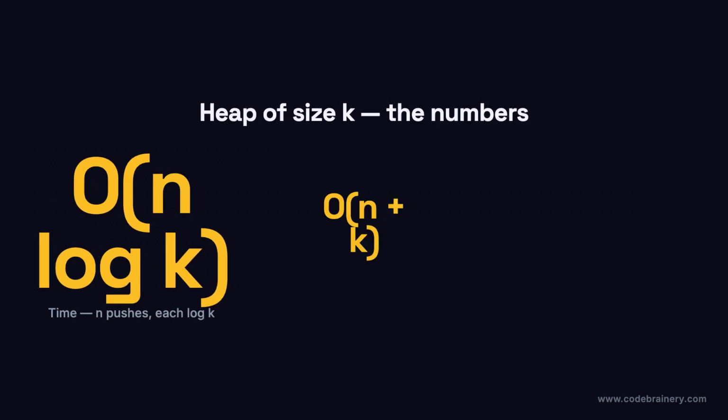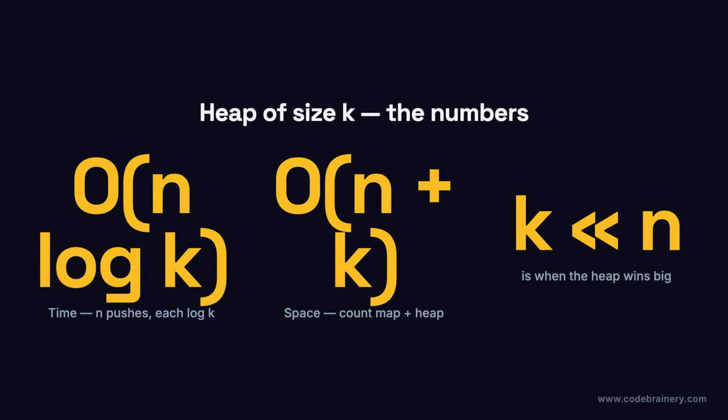The numbers. We walk every unique word once. Each push or pop on a heap of size k is big O of log k. So time is big O of n log k, where n is the input length. Space is big O of n for the count map plus k for the heap. Faster than Part 1 whenever k is much smaller than n, which is almost always.